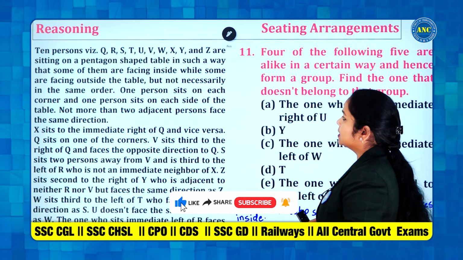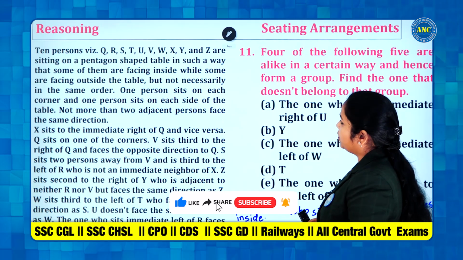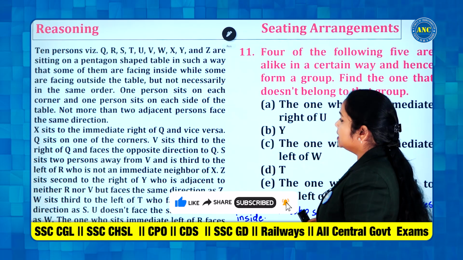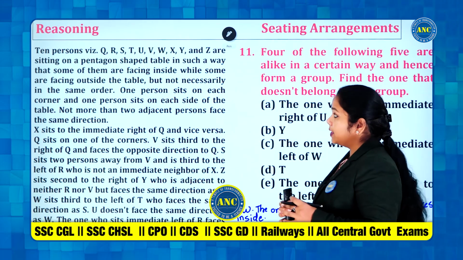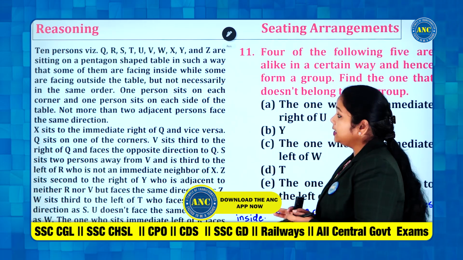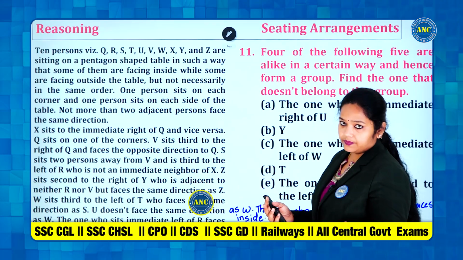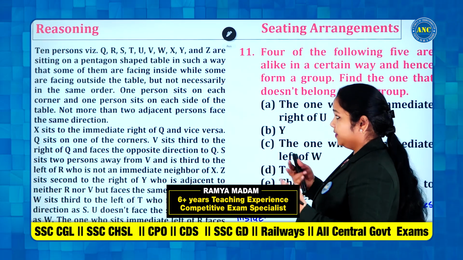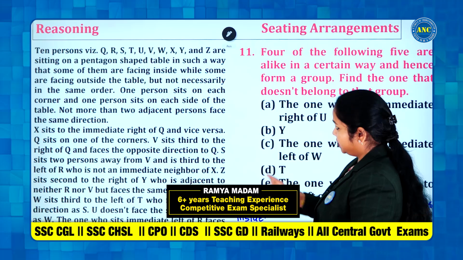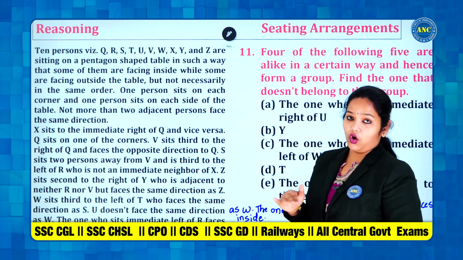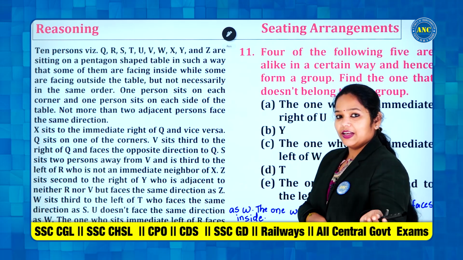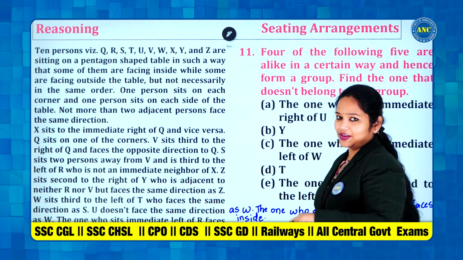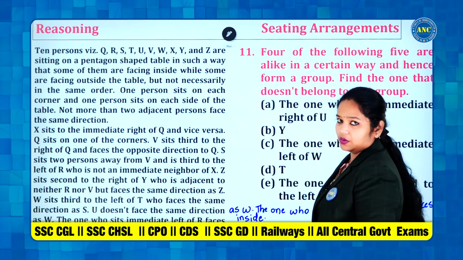10 persons, Q, R, S, T, U, V, W, X, Y and Z, are sitting on a pentagon shaped table in such a way that some of them are facing inside while some are facing outside the table. Okay. So, here we cannot define the direction just by the figure. If they say all are inside, we can say this is left, this is right. If they say all are outside, facing outside, we can say this is right, this is left. But in this case, we cannot figure out. We have to figure out only by seeing the statements.